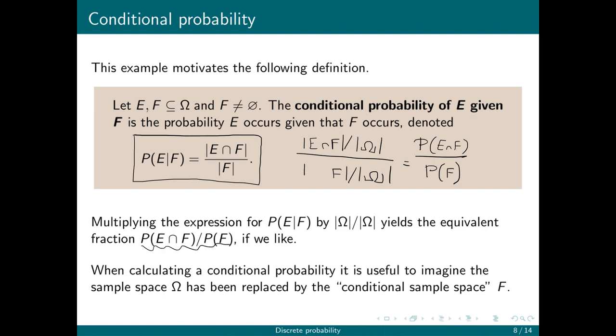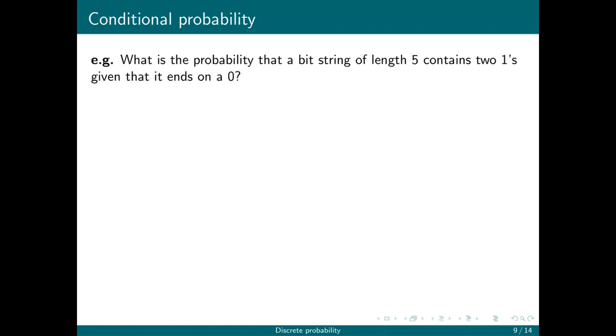That middle line is pronounced given. It is not a division symbol, it is pronounced given. And when we calculate a conditional probability, you can imagine that we replace the sample space omega with a smaller sample space F, where the probability of E might go up or go down.